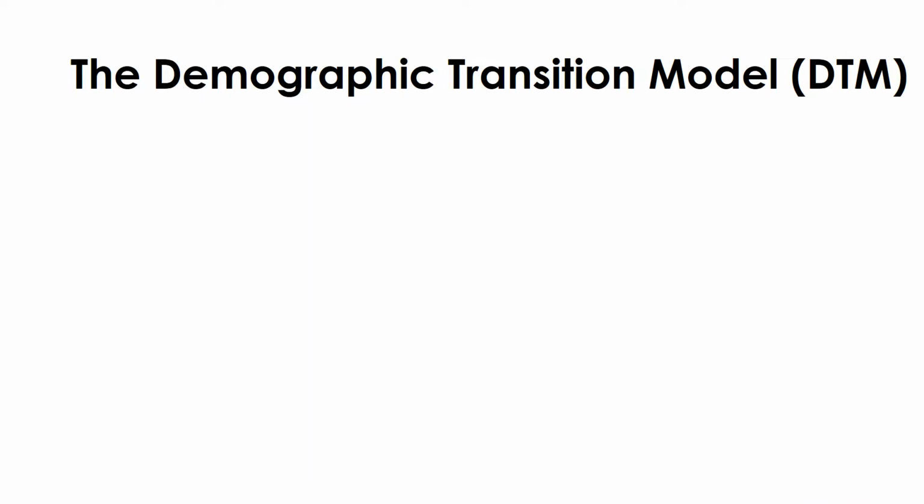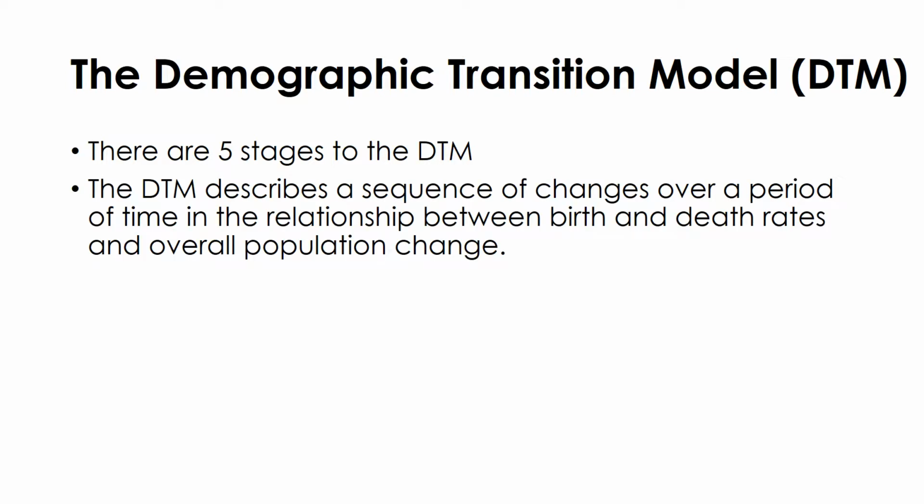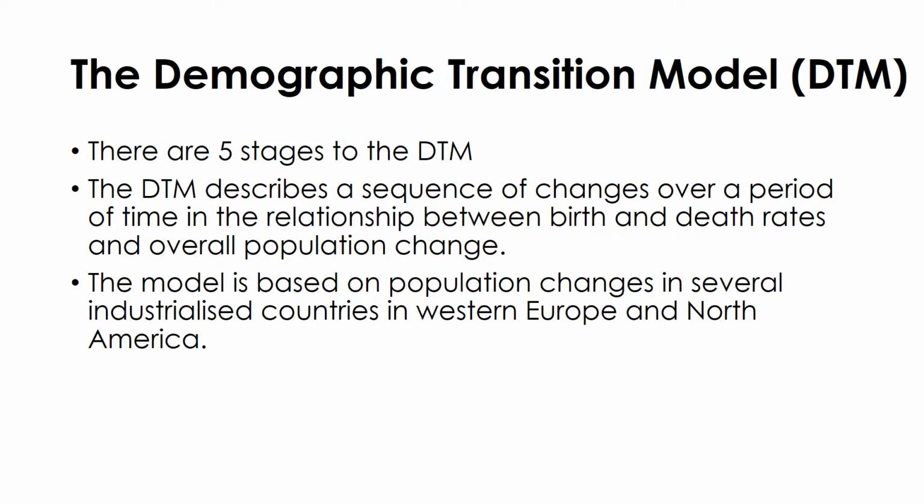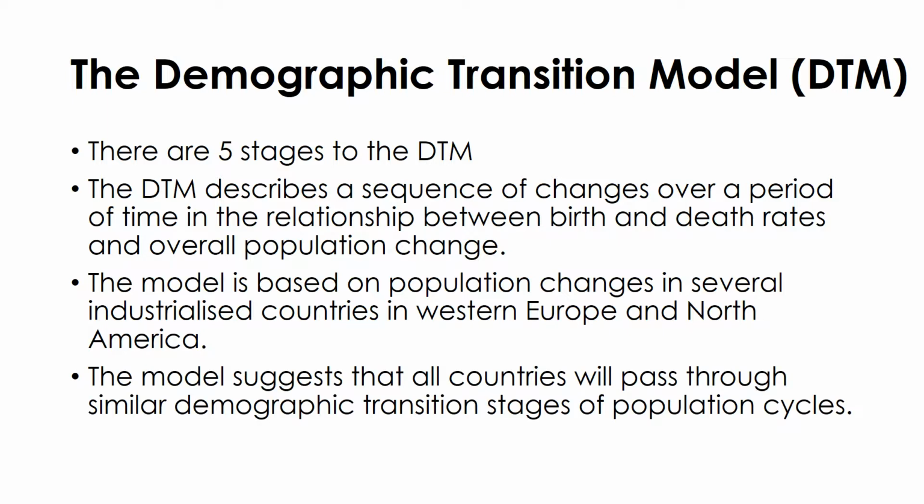Next, we describe the Demographic Transition Model. There are 5 stages to the Demographic Transition Model. It describes a sequence of changes over a period of time in the relationship between population change and birth and death rates. The model is based on population changes in several industrialised countries in Western Europe and North America. The model suggests that all countries will pass through similar demographic transition stages of population cycles.